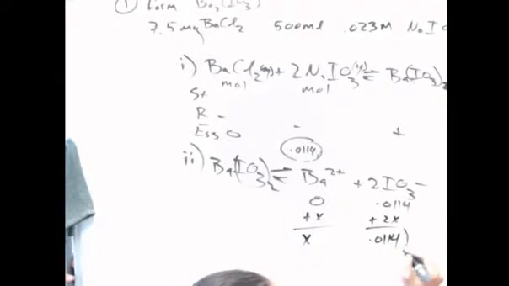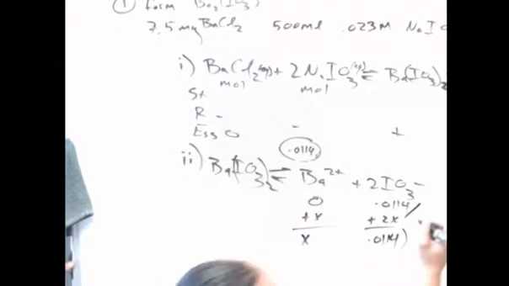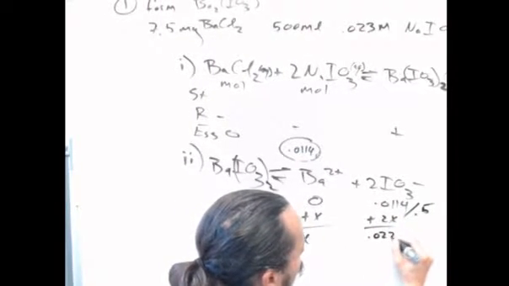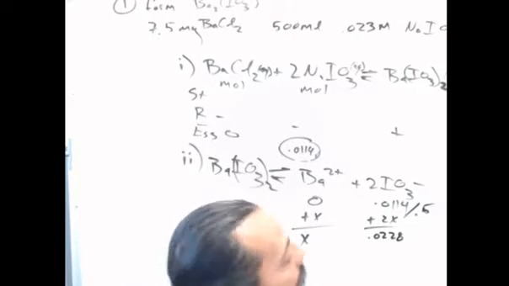Isn't the 0.0114 in moles? No, you divide it by the total volume. Yeah. Oh, right. I forgot to divide by 0.5. The molarity is going to be 0.0228. Thank you. For the concentration of the... Yeah. Now, that makes sense, right?